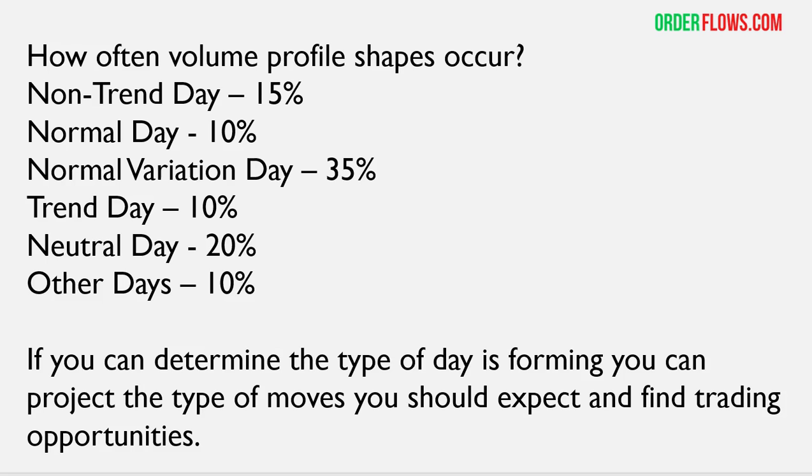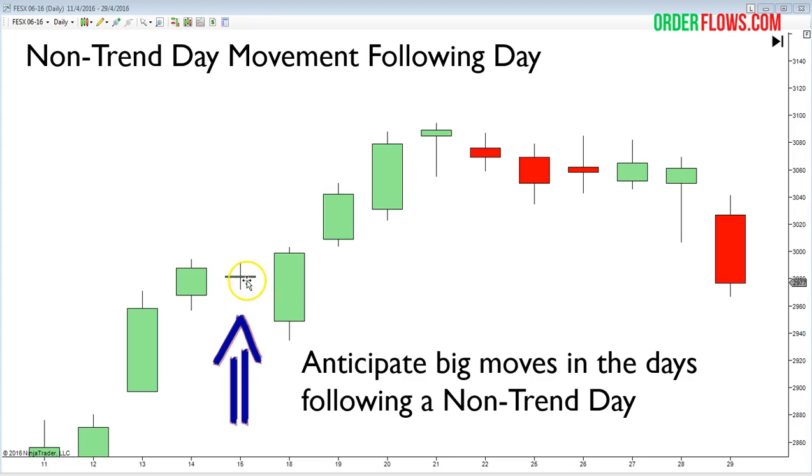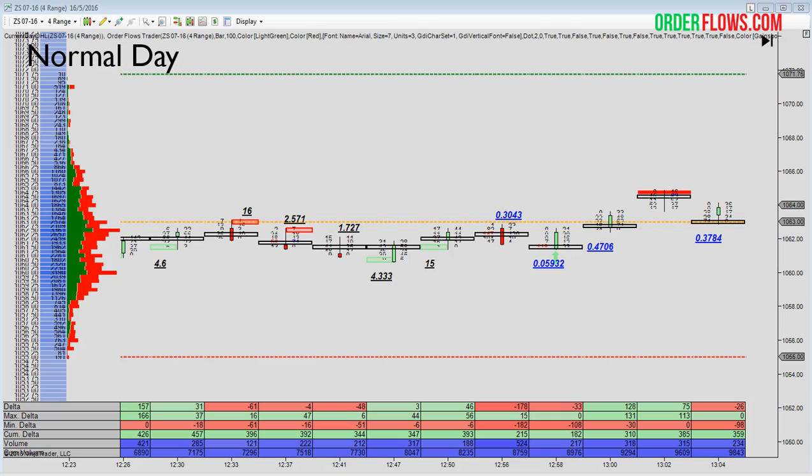A perfect example: when you're forming a non-trend day, the day closes, you look at the chart, and you had a non-trend day, you can anticipate a move in the future. It may not be tomorrow, maybe the next day, but you're going to anticipate something down the line.